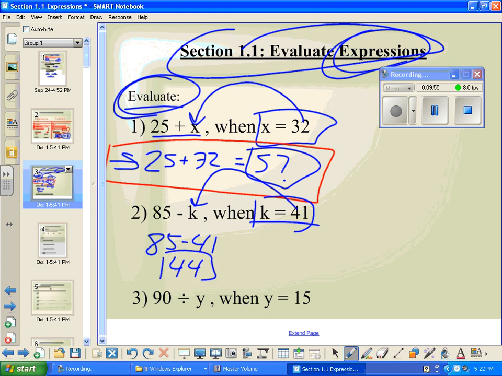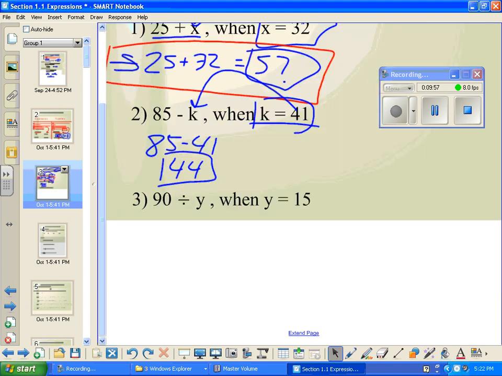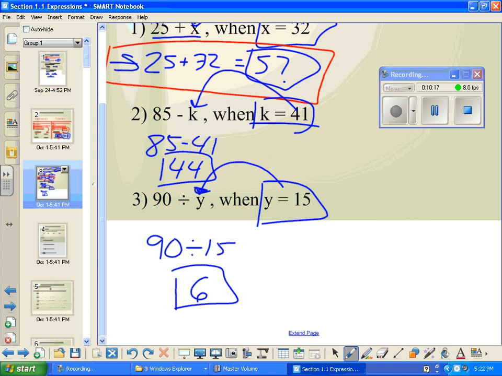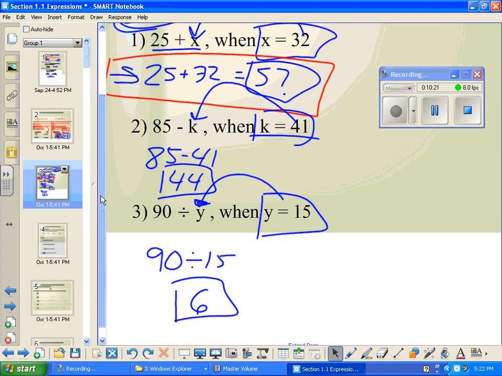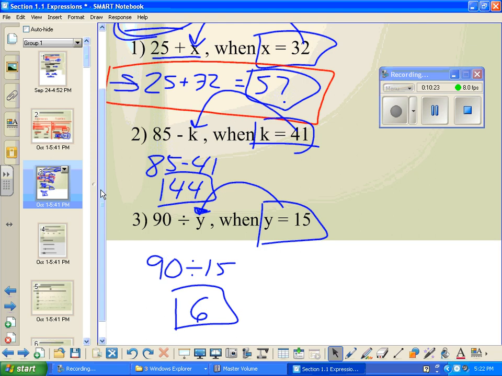There's my answer. This last one down here, 90 divided by y, when y equals 15. So again, they're telling me y equals 15 in this particular problem. I want to evaluate it. I want to find the answer when y equals 15. I'm going to put 15 in there. So now this says 90 divided by 15. And 90 divided by 15 is 6. So there's my solution, my evaluation of that expression. I end up getting 6 for an answer.